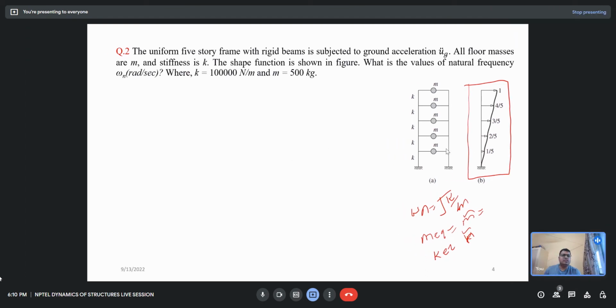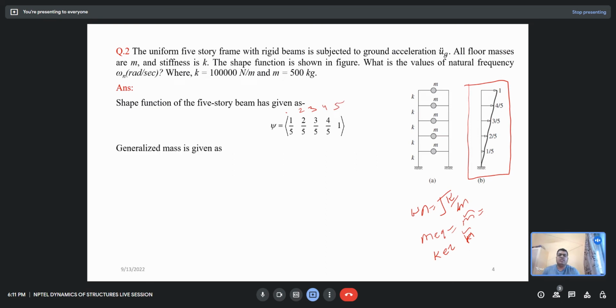So in this, the shape function is given to you, and we have to find the m equivalent and k equivalent. The shape function is given as 1 by 5, 2 by 5, 3 by 5, 4 by 5 and 1. It is a linear variation. So this is for the first story, this is the second, this is the third, this is the fourth, this is the fifth.